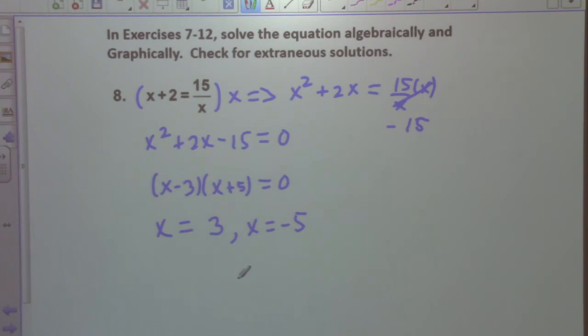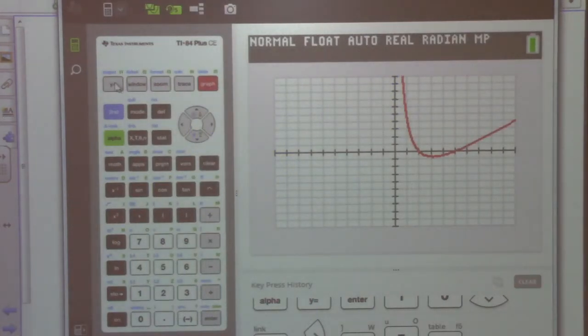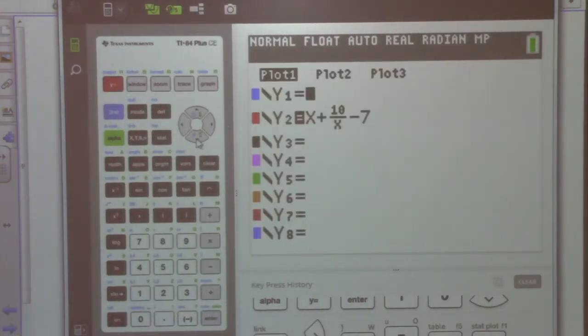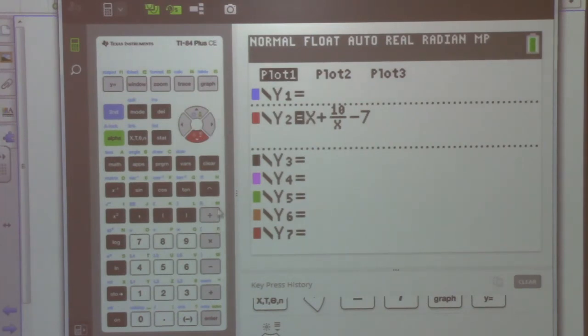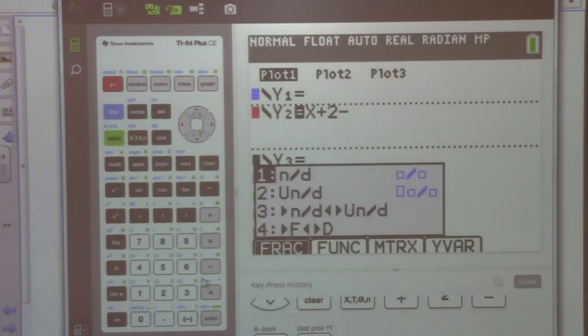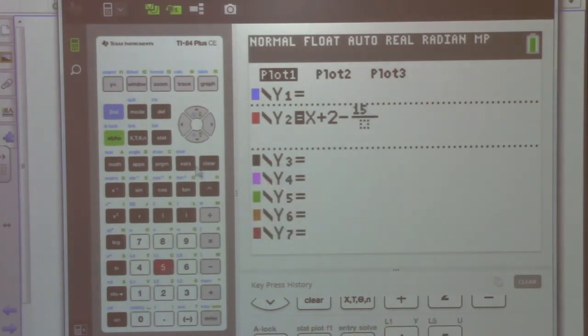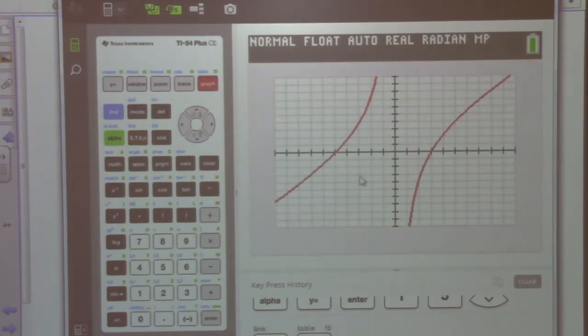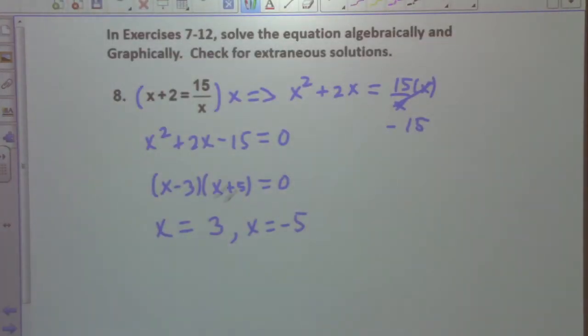Extraneous or real, or both? Real. Did you graph the thing? So we get x plus 2 minus 15 over x. All right, the real solutions, right? Okay, next.